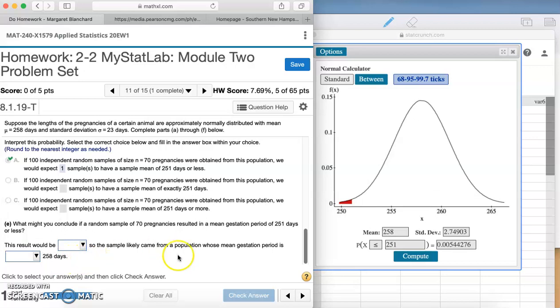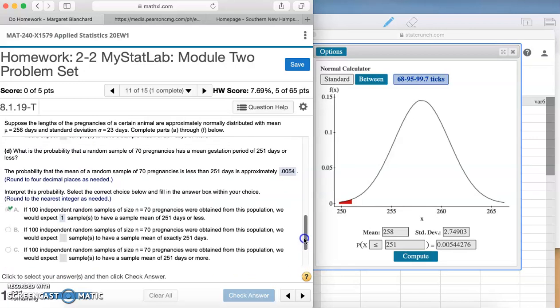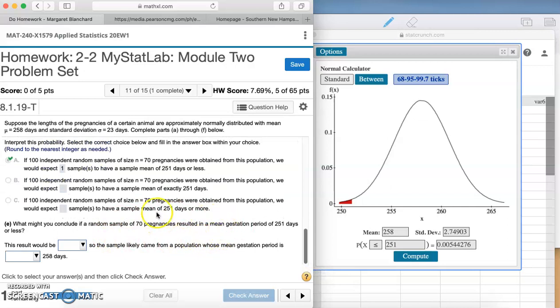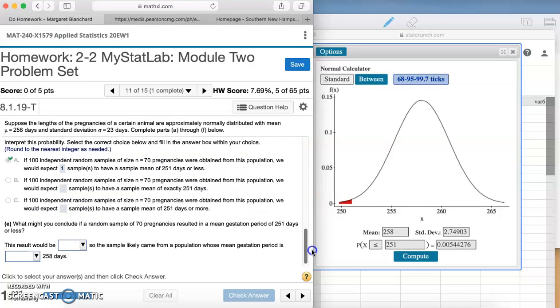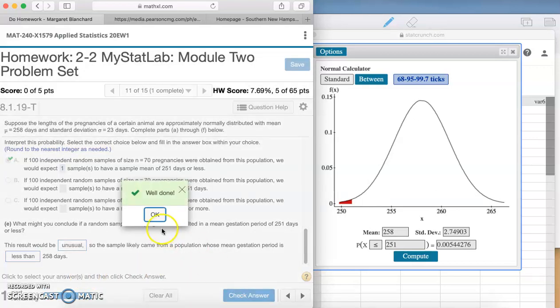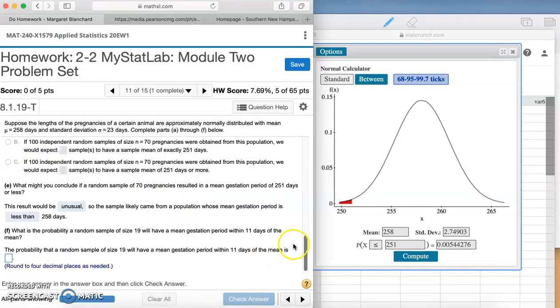Now let's think about this. We're saying that the probability of this occurring, of that mean gestation being less than 251 for a sample of 70, is 0.0054. That means it's extremely unlikely. We do not expect that. That is unusual. That is not expected at all. So it's very likely that the population whose mean gestation period is actually less than 258. All right, let's check that answer. Well done. Holy moly, we still have one more part.